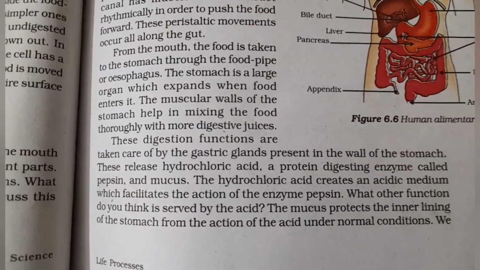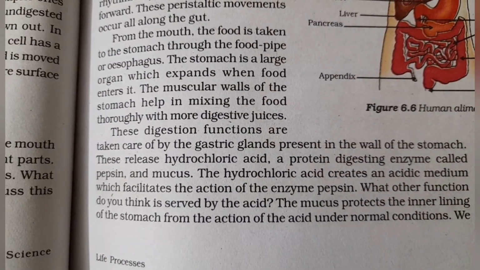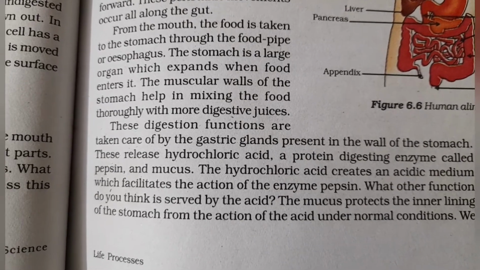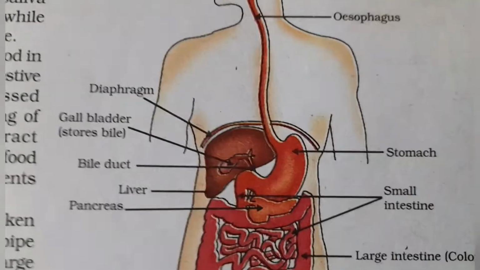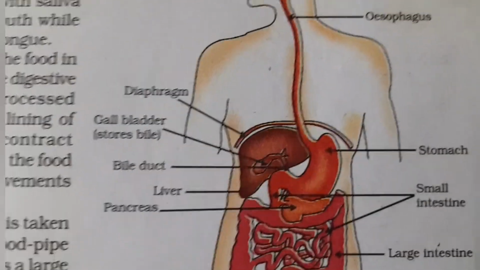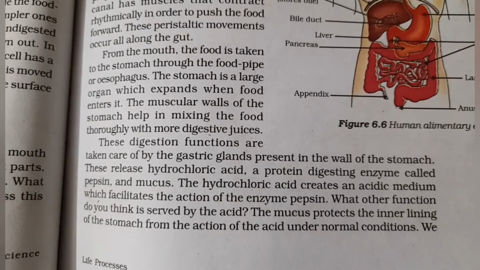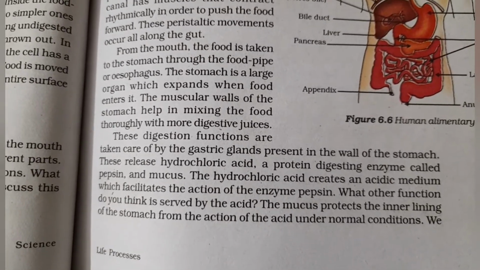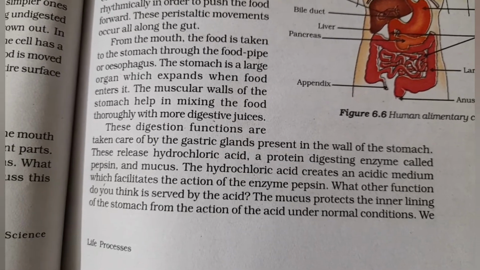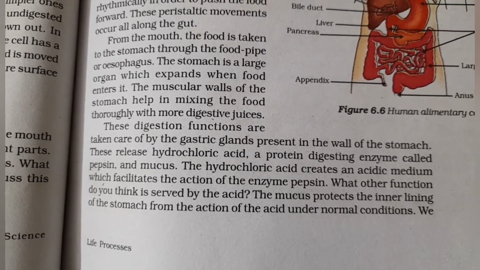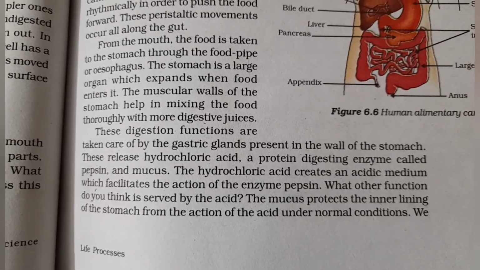From the mouth, the food is taken to the stomach through the food pipe or esophagus. So this esophagus has two names. One is esophagus and the other name is food pipe. The stomach is a large organ which expands when food enters it. The muscular walls of the stomach help in mixing the food thoroughly with more digestive juices.